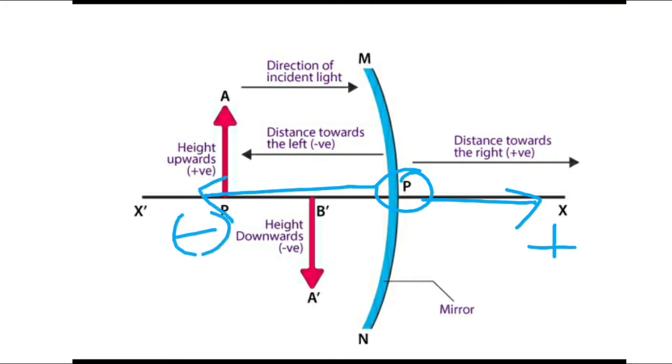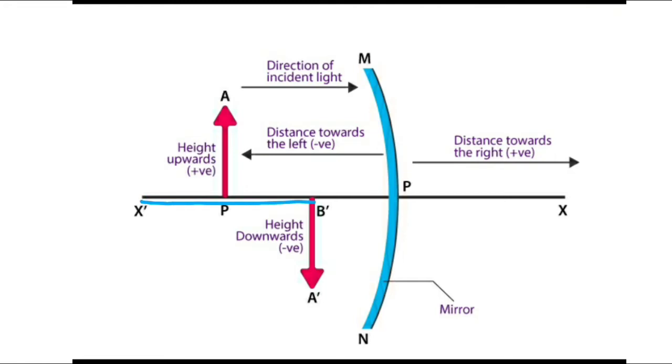Then this is the principal axis. From the principal axis in the upward direction, suppose the height of the object, it is positive because it is going in the upward direction. Again, if we measure the height of the image in the downward direction, we have to take it as negative.